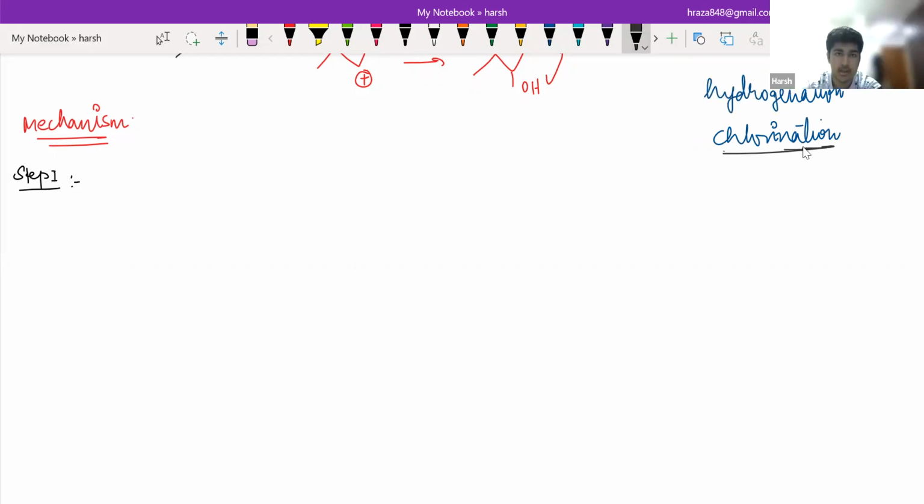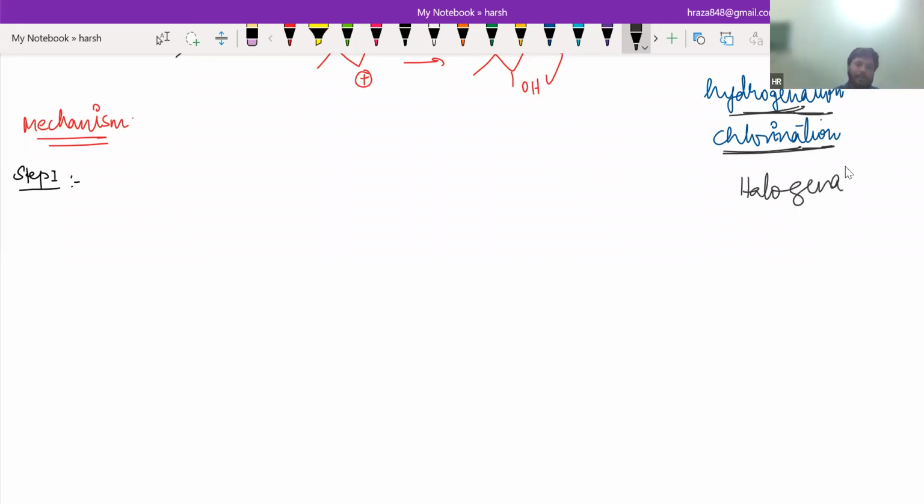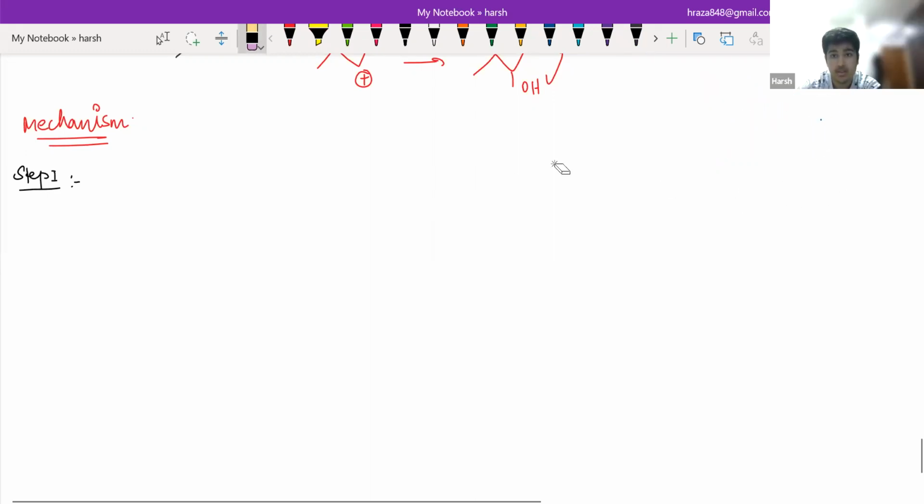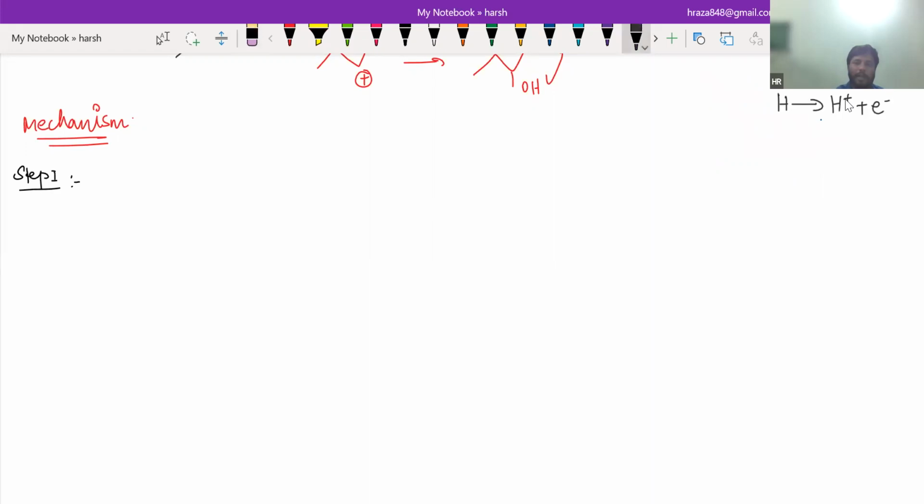Addition of what? Chlorine. Halogenation. Sorry, hydrogenation: what is the addition? Addition of hydrogen. If there is the term halogenation, what are we going to add? Addition of halogen. So if I am saying protonation, that means addition of proton. And what is a proton? If I remove the electron from hydrogen, it will be a proton, because only a proton is present here. There is no neutron also. Are you getting my point?